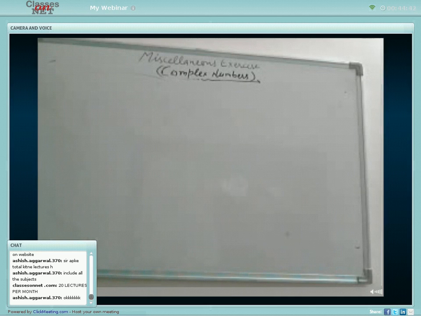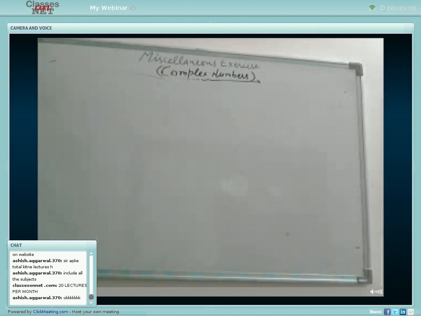Firstly, we will construct 1 by z1 into z1 bar. It is z1 or z2? It is not z1, it should be z2. Z1 into z2 bar, it should be there, because z1 into z1 bar is mod z1 square only. Anyway, we will form this. We will reduce this into standard form. Then we will find out its imaginary part.